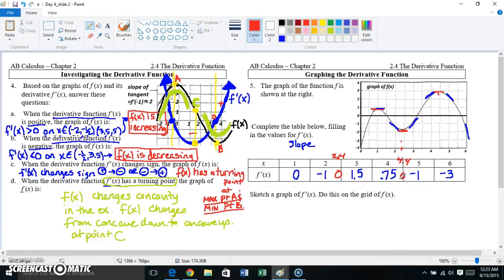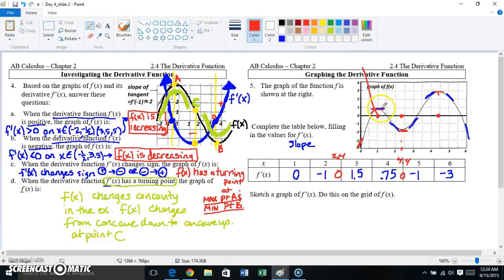Okay, it says sketch a graph of f prime of x and do this on the grid. So I like to start and put the zeros on the graph first. Again, those are kind of my anchor points. Then I like to say, okay, what is the slope between 0 and 1? Well, it's going to be positive, big here, getting smaller here. So I have to start big, positive, and come down to the 0.